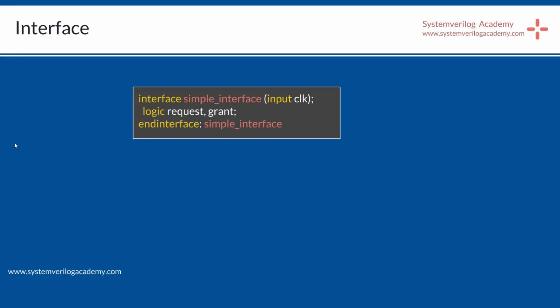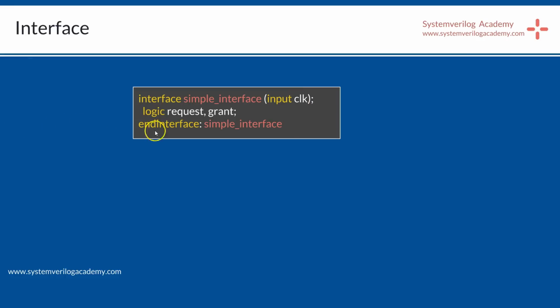This is an example of defining a simple interface. The interface definition should be within the keywords interface and endinterface. The syntax is the keyword interface, the name of the interface, and arguments. Here the argument is only the clock signal.